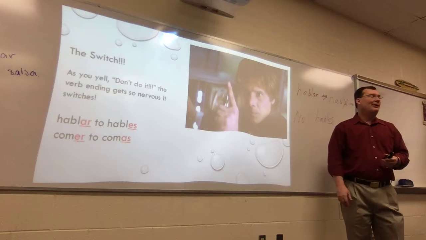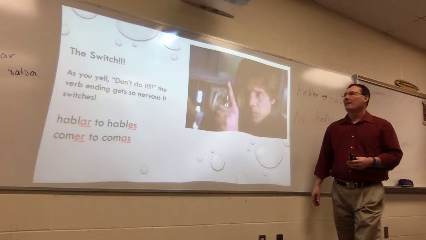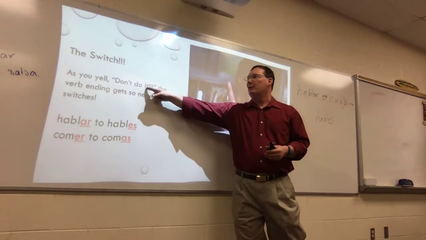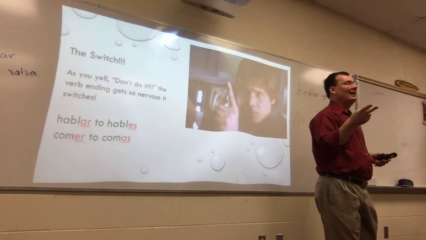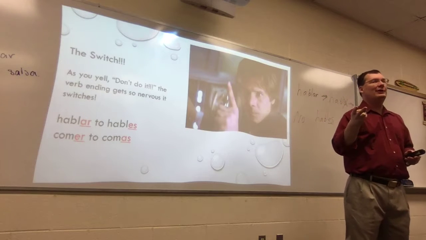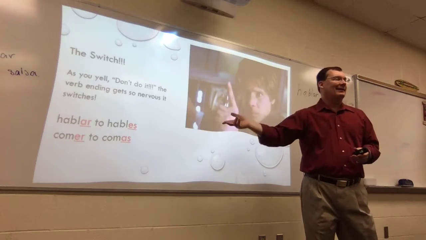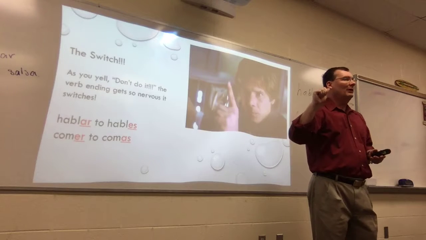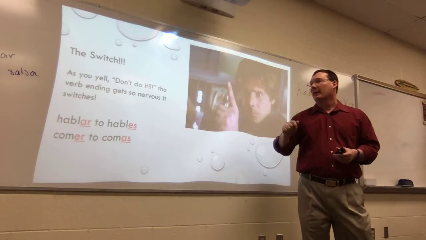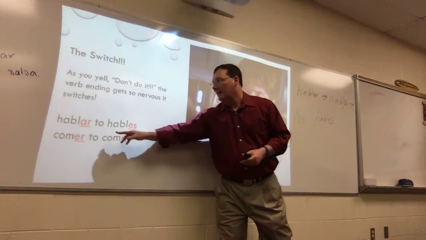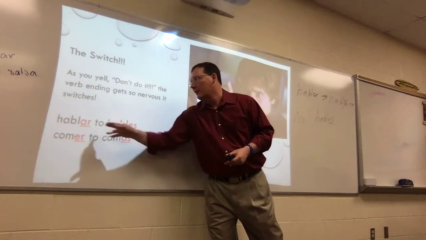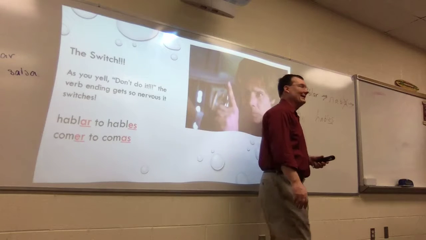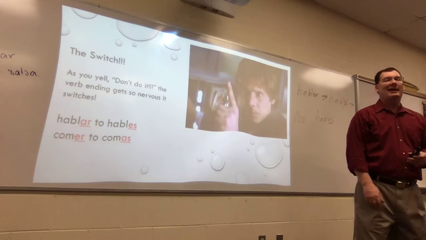Okay, so think of it this way. You're yelling, "Don't do it," and the verb gets so nervous that it switches. An AR verb switches to an ending of ES, which would normally be for an ER or IR verb. And an ER verb switches over to the AS. The AR switches to the ES. And that's for negative commands.